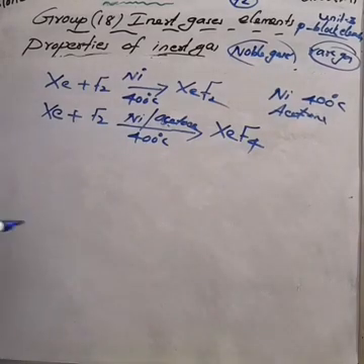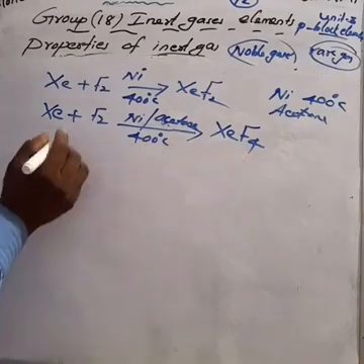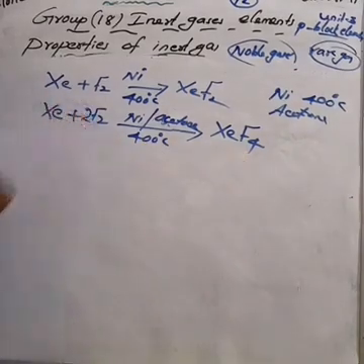How can we balance the equation? On the product side we have 4 fluorine, so make it 2 here. If you have 2F2, it is balanced.